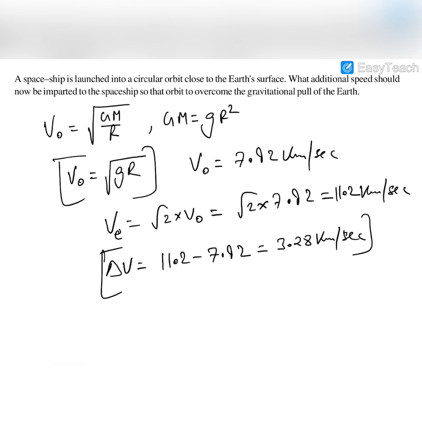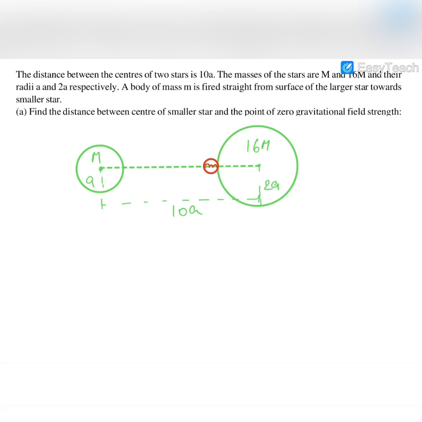Now we move on to the next question. In this question, you can see that there are two stars. The mass of one star is m and the mass of the other one is 16m. The radius of the smaller star is a and the radius of the bigger star is 2a, and the distance between the centers of these two stars is 10a. And there is a body of mass m which is fired straight from the surface of the larger star towards the smaller star, like that.